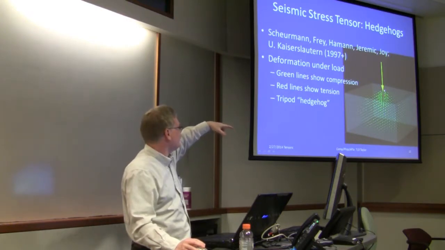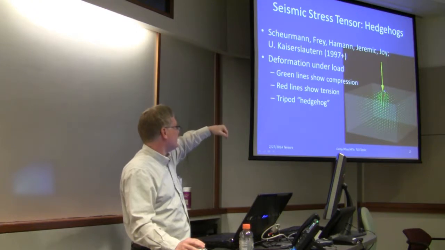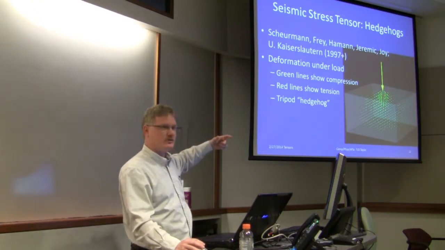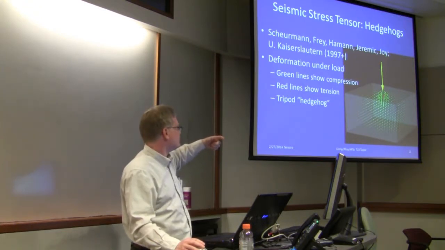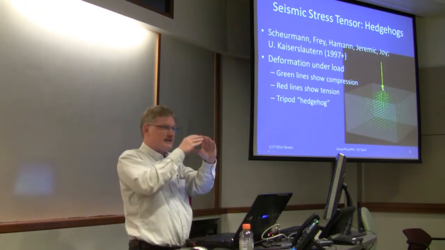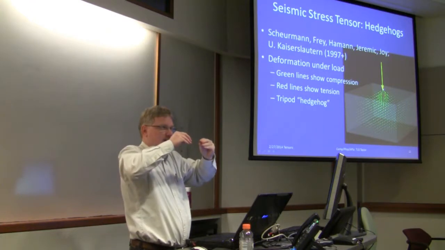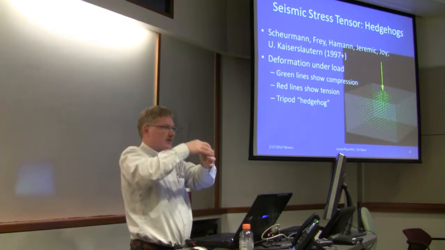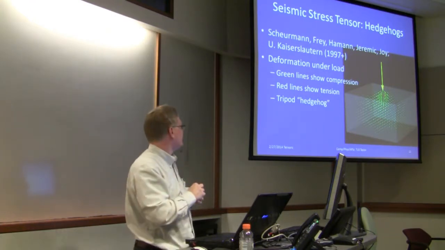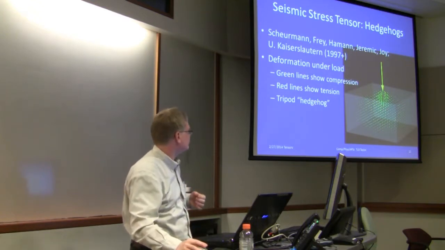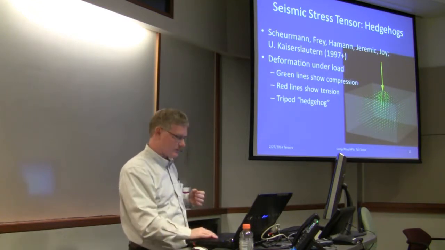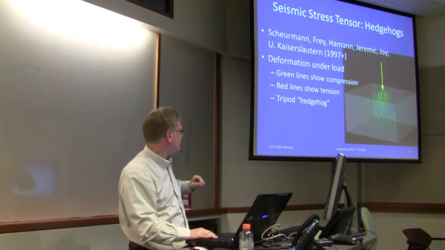So this is a point load pointing straight down. Green lines in this case show compression, and red shows tension. What's happening here at the top is it's getting compressed this way and stretching out sideways. So there's a red ring around a green compression thing in the center. It's very hard to see, and I should make the picture bigger.